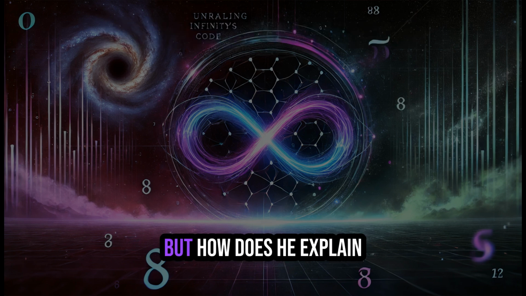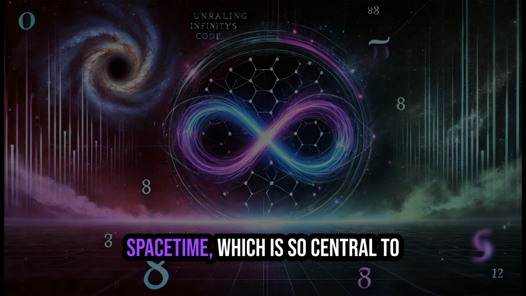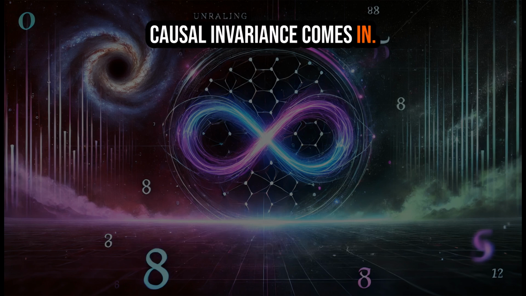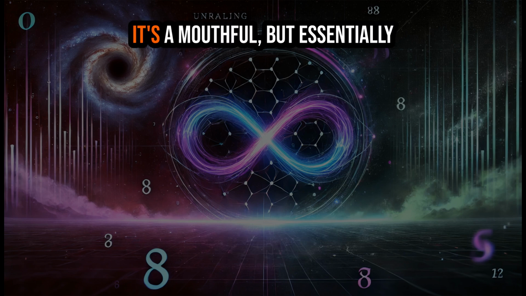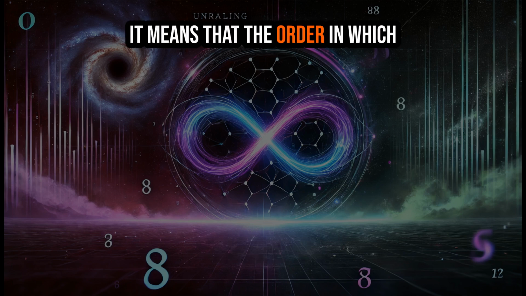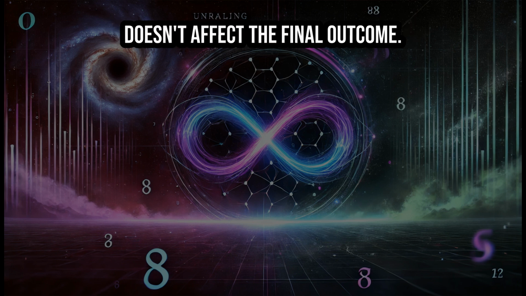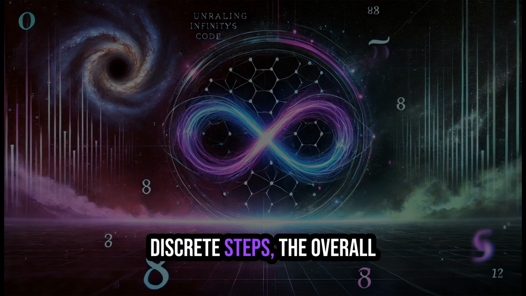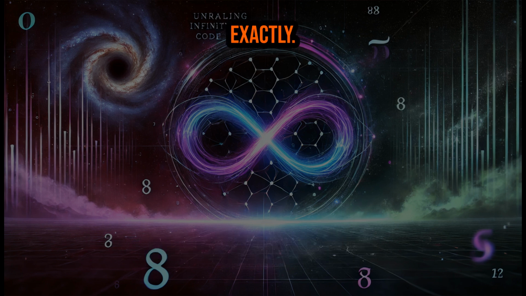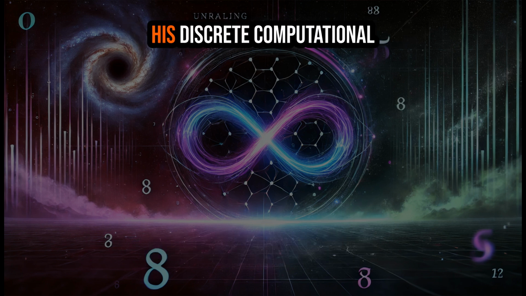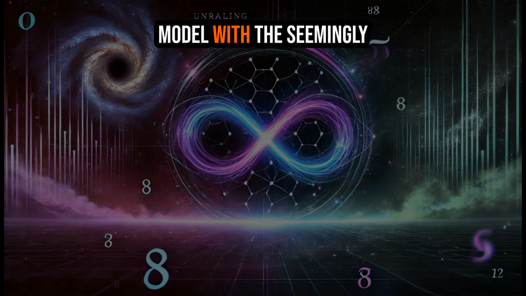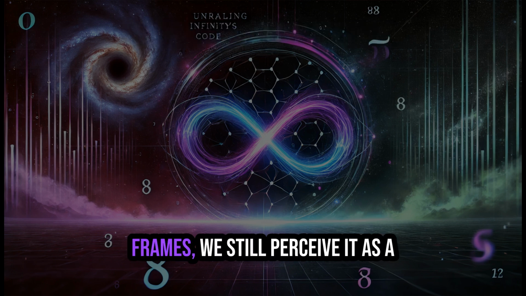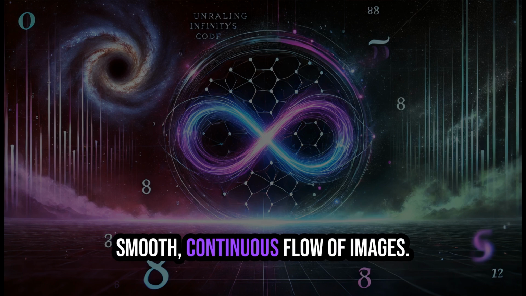Okay, that makes sense. But how does he explain things like the curvature of spacetime, which is so central to Einstein's theory of relativity? That's where the concept of causal invariance comes in. Causal invariance. I'm intrigued. Tell me more. It's a mouthful, but essentially it means that the order in which events happen within the hypergraph doesn't affect the final outcome. So even though the underlying processes are happening in discrete steps, the overall picture is still consistent. Exactly. And that's how Wolfram reconciles his discrete computational model with the seemingly continuous nature of spacetime. It's like saying that even though a movie is made up of individual frames, we still perceive it as a smooth, continuous flow of images.